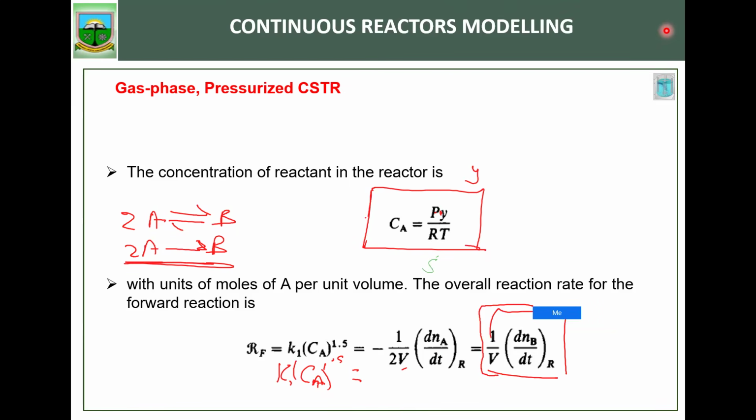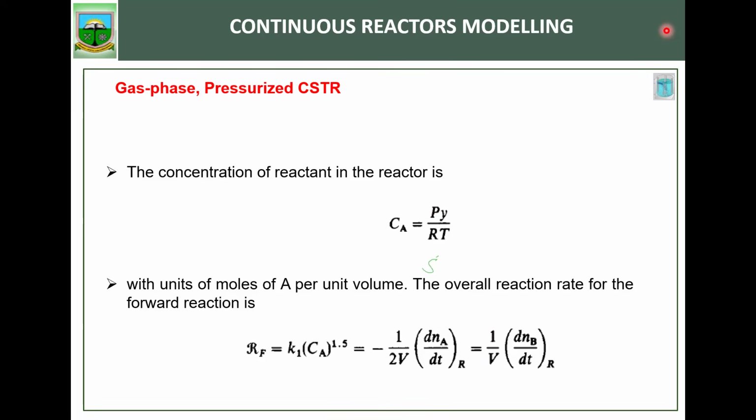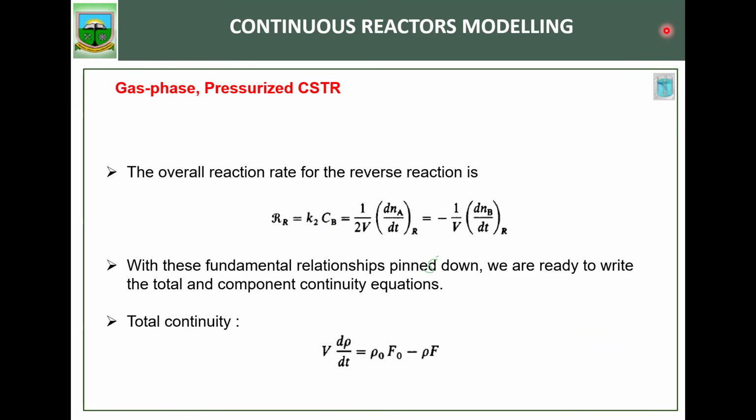The idea is that in the forward reaction, you are forming B. So this is the reaction, the formation. And in the reverse reaction, you are forming A. So you write it as negative B, right? So it's first order. So you have it this way as B.